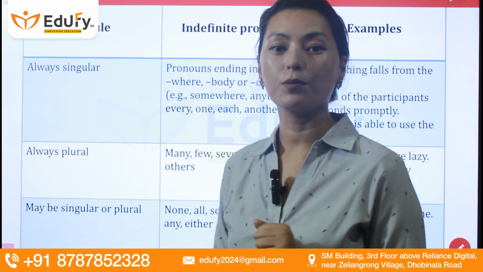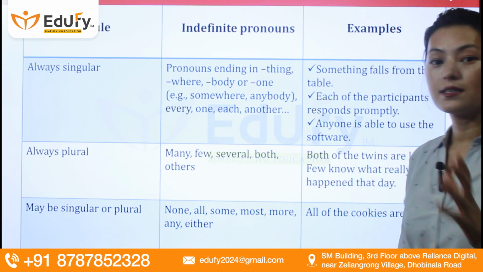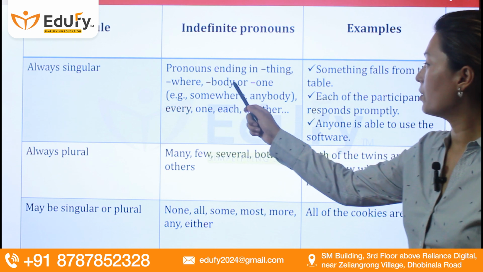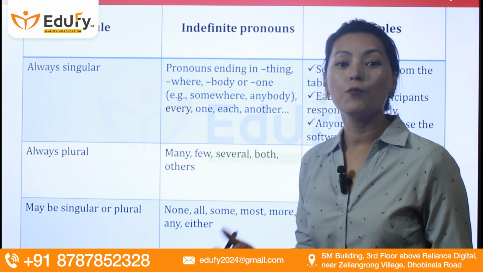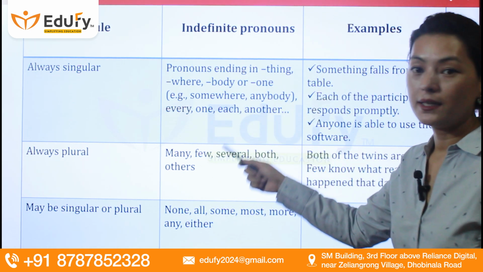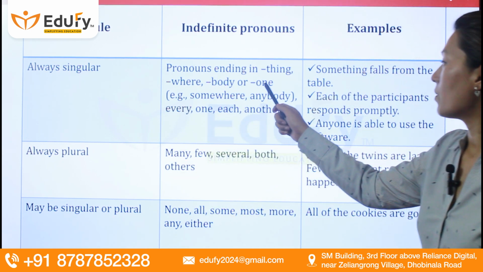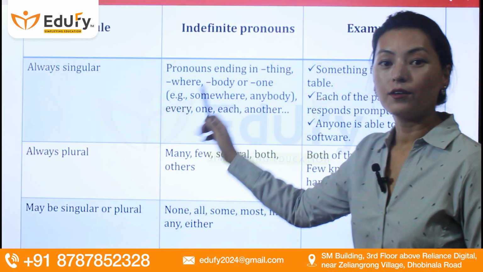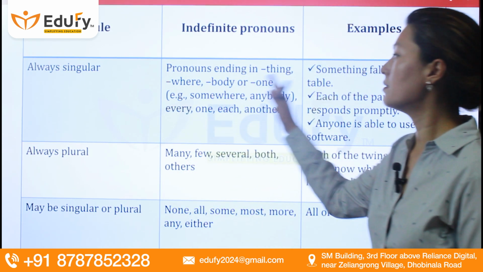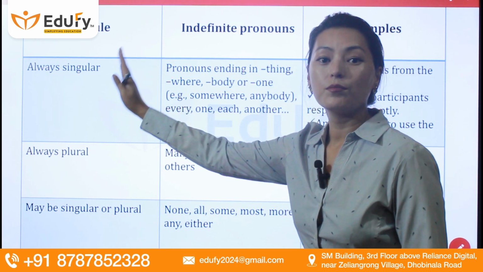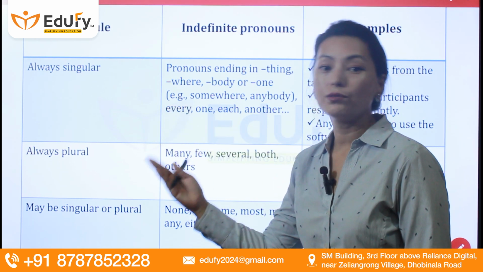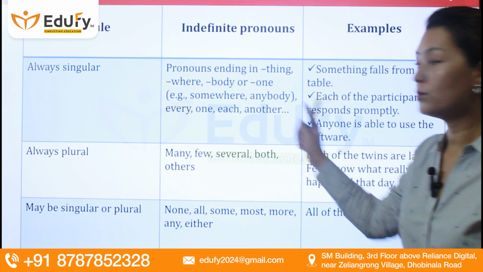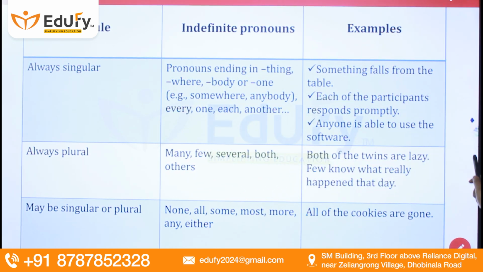Which are the indefinite pronouns that should be considered as singular? Pronouns ending in thing, where, body, or one. That means somewhere, something, somebody, anybody, right? Or one, everyone, another, anyone, each other. We're considering all of them as singular indefinite pronouns. And what do we do when we have singular indefinite pronouns? We use singular verbs for those pronouns. So let's take a look at these examples.